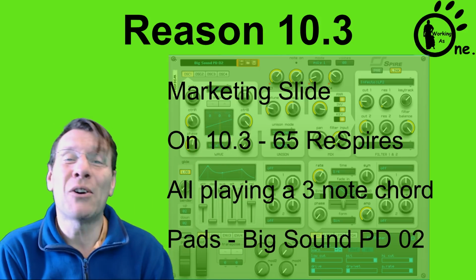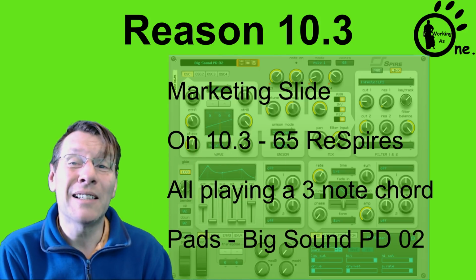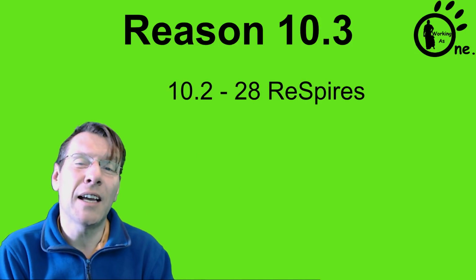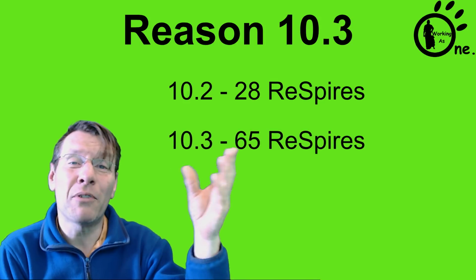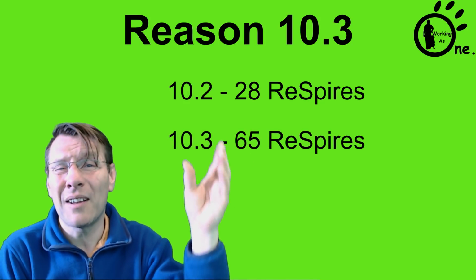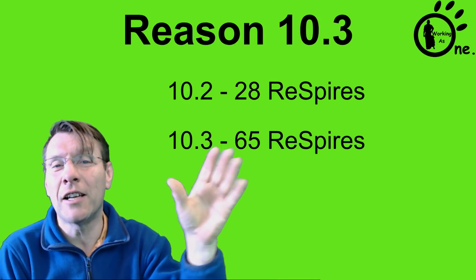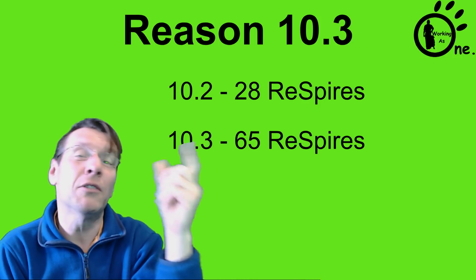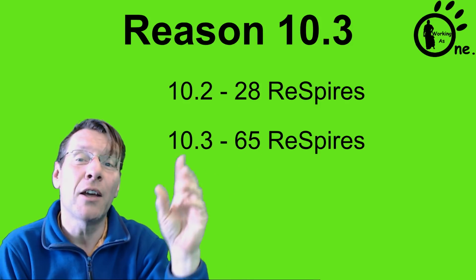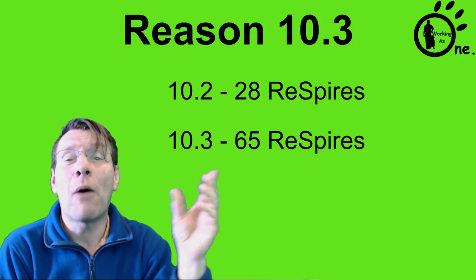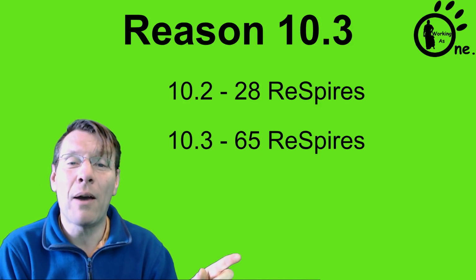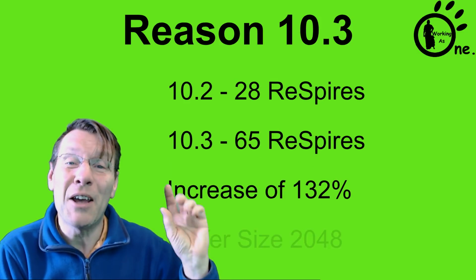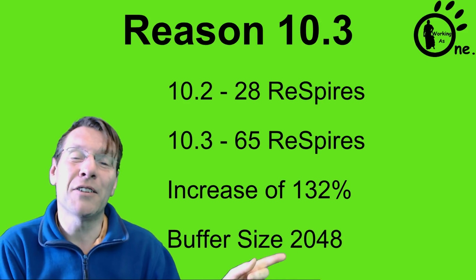Let's try and put this into context. How many can I play on 10.2? Well, I can play 28, and on 10.3 I'm playing 65. It's a massive difference, and you're going to straight away say, look at that improvement. That is a real thing. I'm not tricking you. On 10.2 I can only run 28, on 10.3 I can run 65. However, and it is a bit of a however, that increase of 132% is down to the buffer size. I'm running a 2K frame.